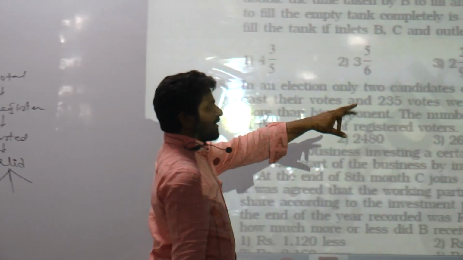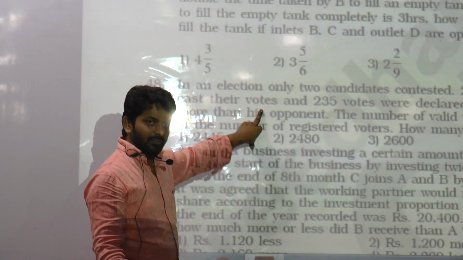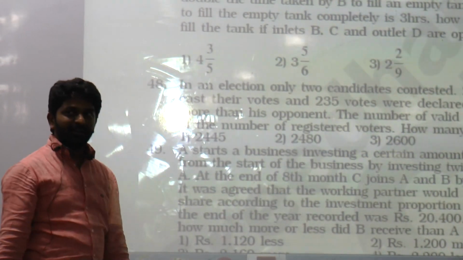25% of the registered voters did not cast their vote. Yes or no? So what percent have participated then? 75%. So finally you need to calculate 75%.